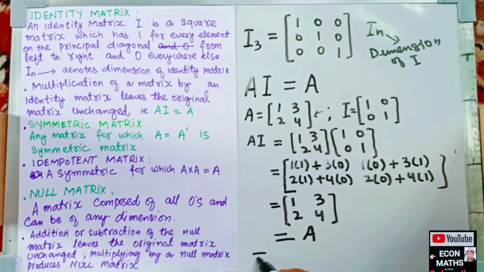That implies A times this identity matrix gives us the original matrix.